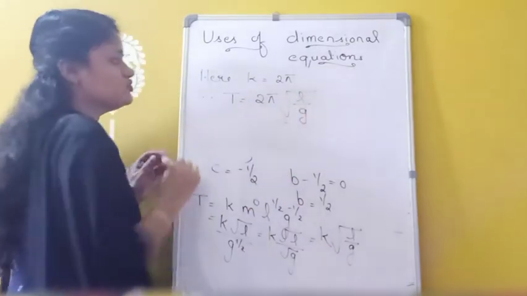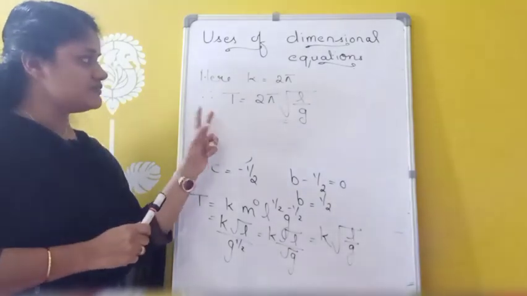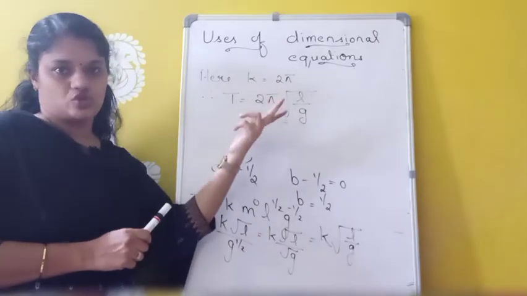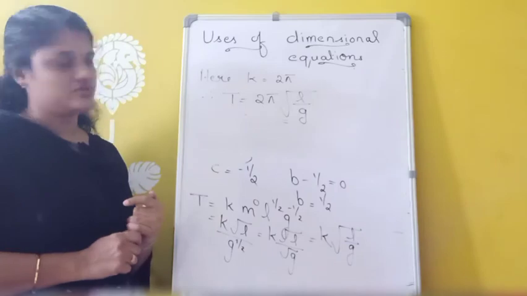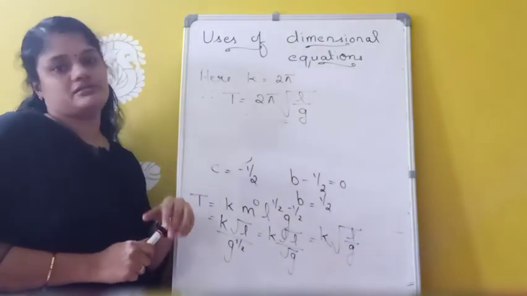So this is the formula for the time period of the pendulum. But dimensional analysis will not give any information about the constants. The constant we should know. If we know the constant, we can substitute here and get the formula. Like that, we can derive a relationship between a physical quantity and the others.